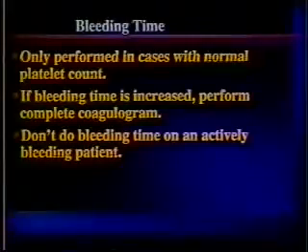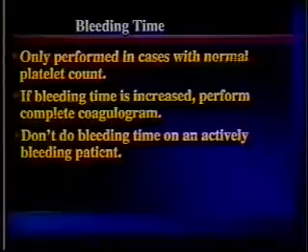You should only do a bleeding time when you have a normal platelet count. If you have a patient who has immune-mediated thrombocytopenia and a low platelet count already, there'd be no reason to do a bleeding time on that patient because you already know it's bleeding like crazy. Because it's got blood under its skin, it's got blood in its eye, it's got blood in its retina, and so you would never do a bleeding time there.